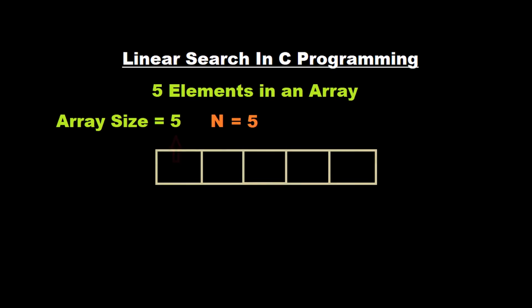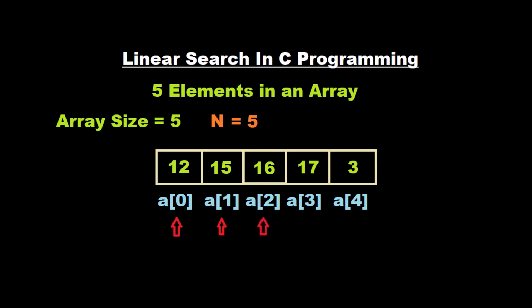Now, let us take the 5 elements. So, let me take the elements as 12, 15, 16, 17, and 3. So, these elements will take up the index like this: a of 0, a of 1, a of 2, a of 3, and a of 4. Since the indexing starts from 0 and there are 5 elements, it will start from 0 and it will end at 4. So a of 0 will be 12 and the last element will be a of 4, which is 3.